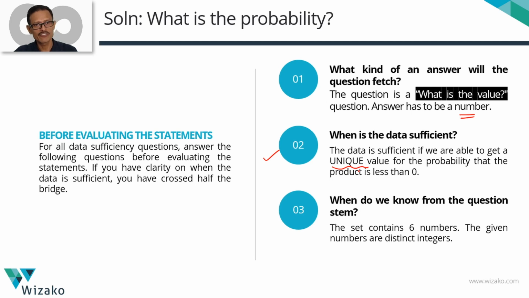What information do we have from the question stem? 2 things. 1, the set contains 6 numbers, of which we know values of 4. 3 of them are positive, 1 is negative, and we have 2 variables given to us. We know information about the variables, that these variables are integers and they are distinct integers. So these are the information that we have from the question stem.